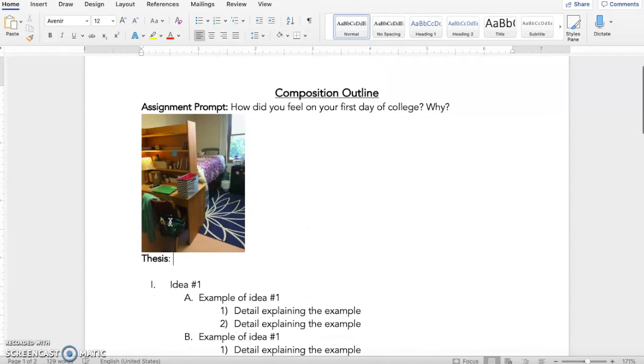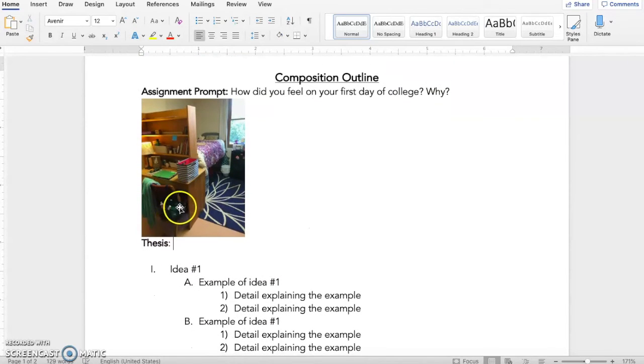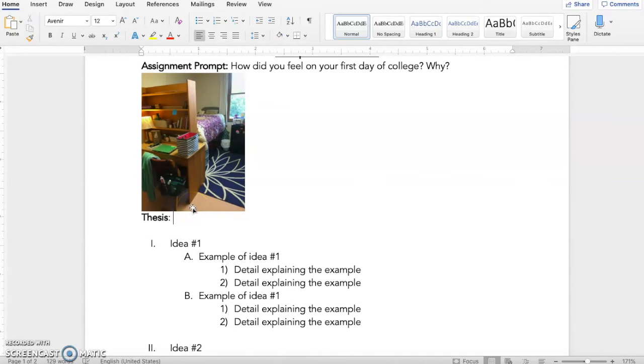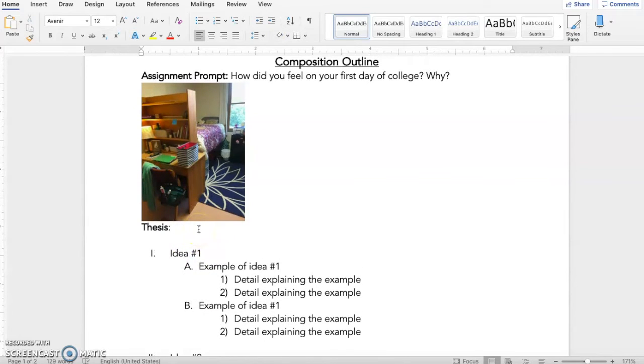I'm going to think that some of the main things I was feeling probably had to do with moving away from home, not knowing a whole lot of people, and maybe all the more responsibilities that I was going to be having now that I was in college. So altogether, I'd say I felt pretty nervous. So to write my thesis statement, I'm going to put those ideas that I just threw out there kind of all jumbled into a nice succinct sentence.